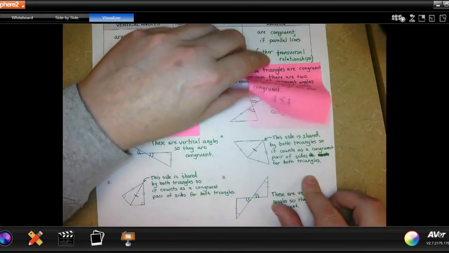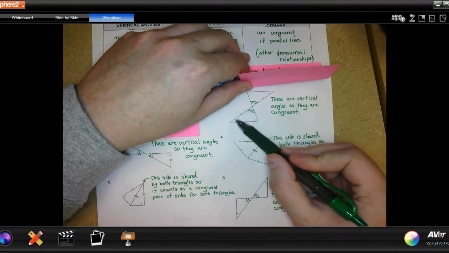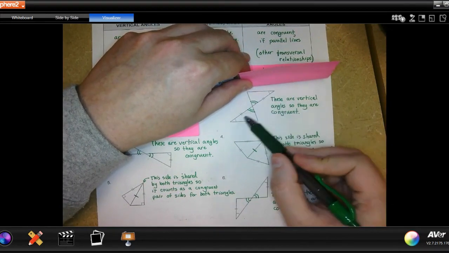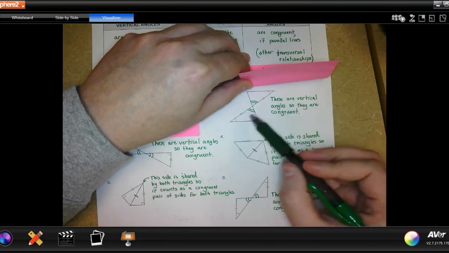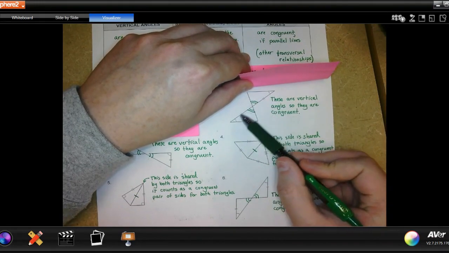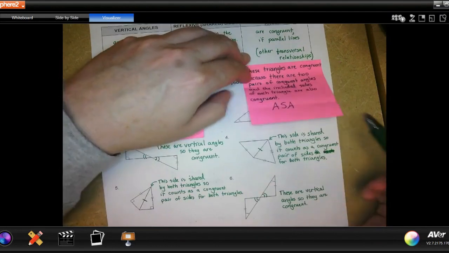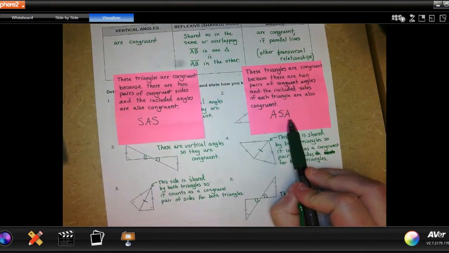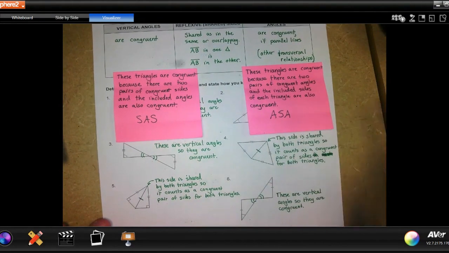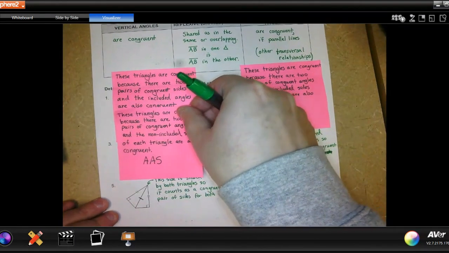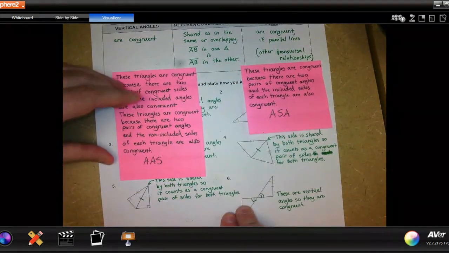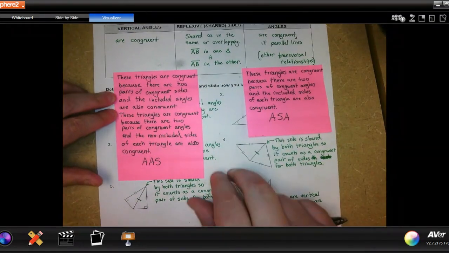Why angle, side, angle? Well, 2 pairs of congruent angles, these two, so here to here, and then the included sides, the side connecting these angles with the side connecting these angles. Angle, side, angle. 2 triangles are congruent, 2 pairs of congruent angles, and the included sides. And number 3, we have an example of angle, angle, side.